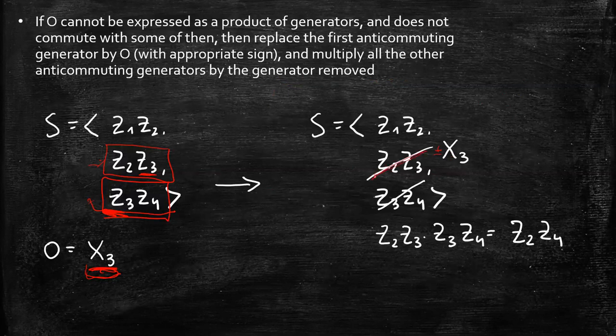And then you update the list of generators of the stabilizer state with the respective sign here. You erase one of the operators that was anti-commuting with X3, and the other one, this one, you replace with the product of its own and the one that you removed. This is because you know that if X3 was anti-commuting with this guy and this guy, then if you multiply both of them, you obtain something that actually commutes with X3. So this is how we do the update of the list of generators of the stabilizer group.